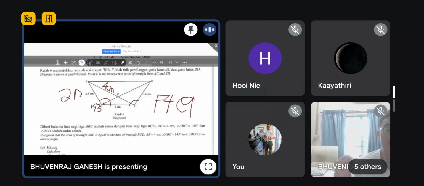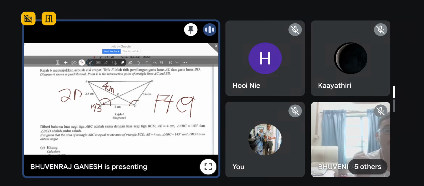The starting idea is very important. Kamu kena tahu macam mana nak mula. So anyone can suggest how should I start this question? Our goal is to find BCD. But if you focus on the triangle BCD, do you have enough information, guys? Yes or no? Adakah kamu ada info secukupnya? Tak ada lagi kan? So we need other information.